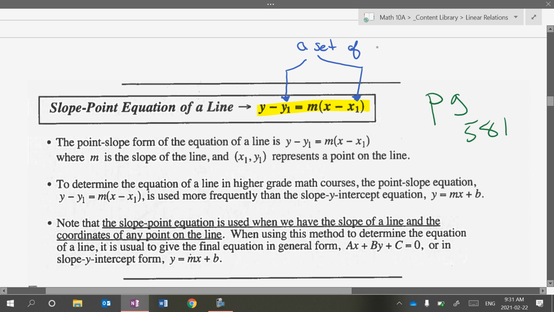I would write this down, guys. So for slope point form, you require a point, as well as obviously m is still representing our slope.